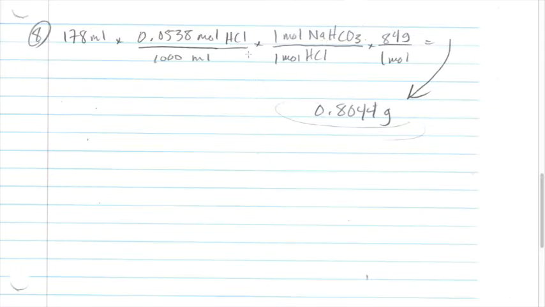So at this point, I know how many moles of NaHCO3 I need, but the question asks for mass. So the formula weight is 84 grams per mole of that molecule, and I end up at 0.8044 grams needed. Alrighty.